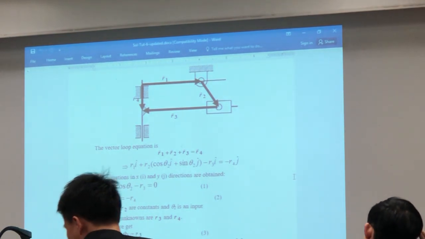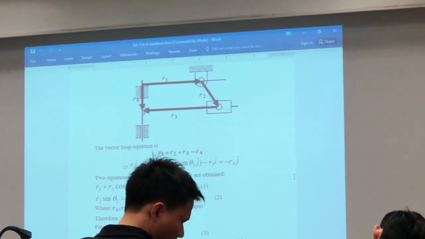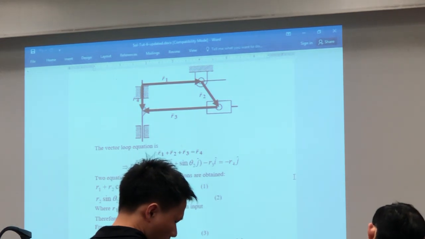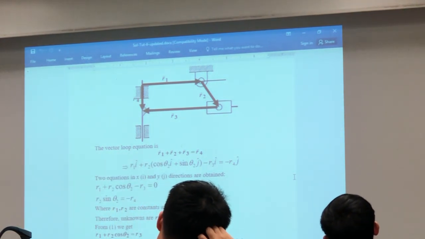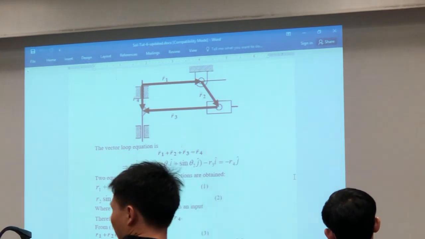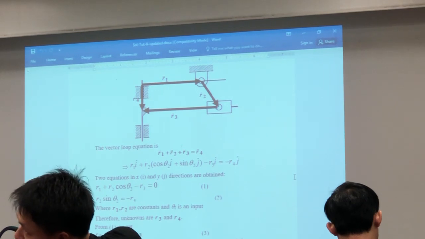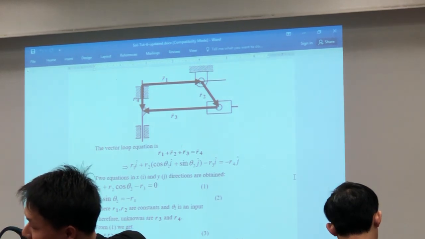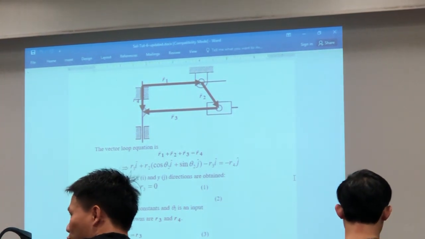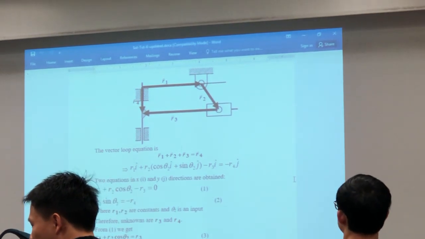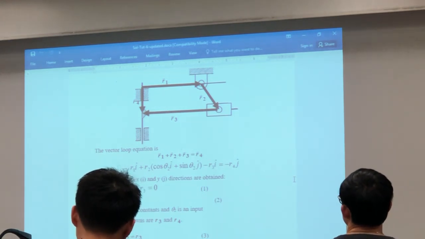So this one is just for your information. If you have more than one vector loop, then you just draw more than one vector loop. But normally for a 4-bar linkage, one vector loop is enough. Sometimes if you have a 6-bar linkage mechanism, one vector loop is not sufficient. You have to do two vector equations. Two vector equations resolved into x, y components give you 4 scalar equations. And all the kinematics analysis or animation software are based on this. That is the theory behind it. Any question?